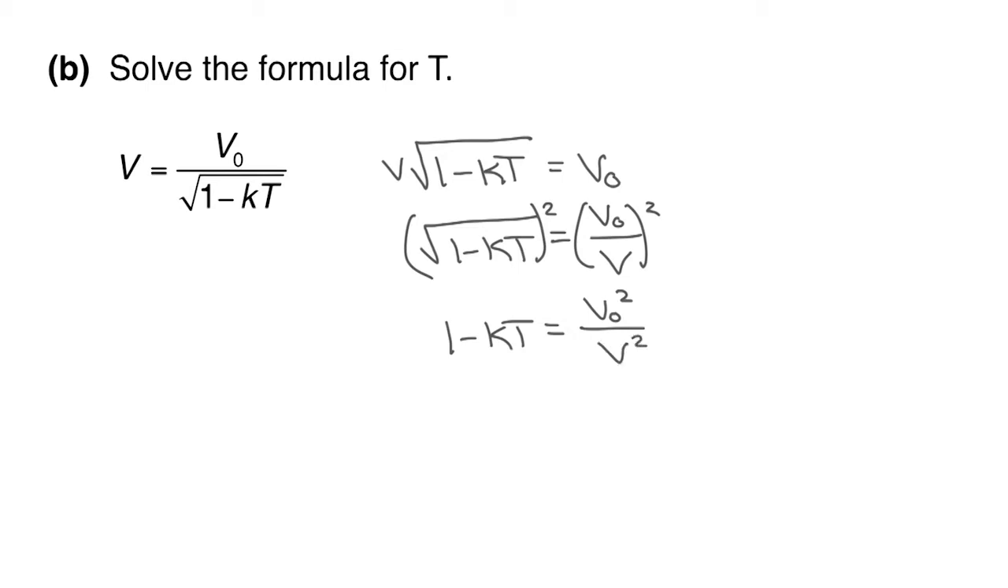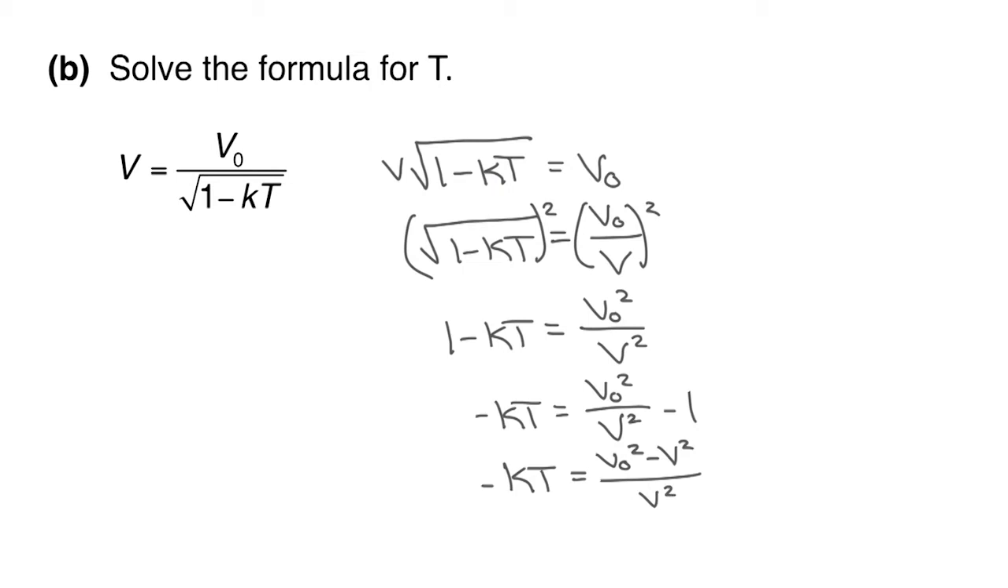So we square both sides, and we have 1 minus kT is equal to V naught squared divided by V squared. Now we'll subtract 1 from both sides of the equation. We have negative k times T is equal to V naught squared divided by V squared minus 1. We'll then rewrite the right side of the equation as a single rational expression by noting that 1 is equal to V squared over V squared. So obtaining that common denominator and then subtracting, we have negative kT is equal to V naught squared minus V squared, all divided by V squared.